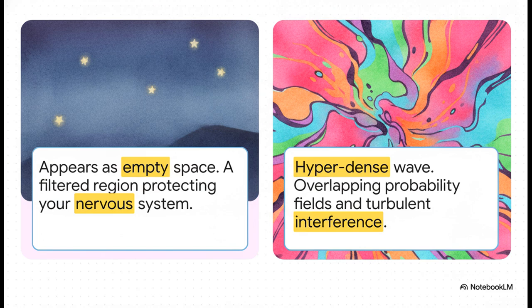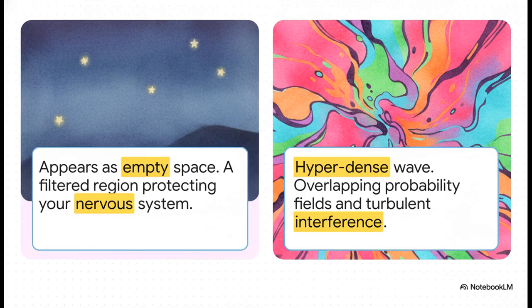Now, what's really interesting here is this stark contrast. Our biology is literally giving us camouflage. When you look up at the night sky, you see empty black space, right? But that is just a heavily filtered, low-signal region designed to protect our classical nervous systems.